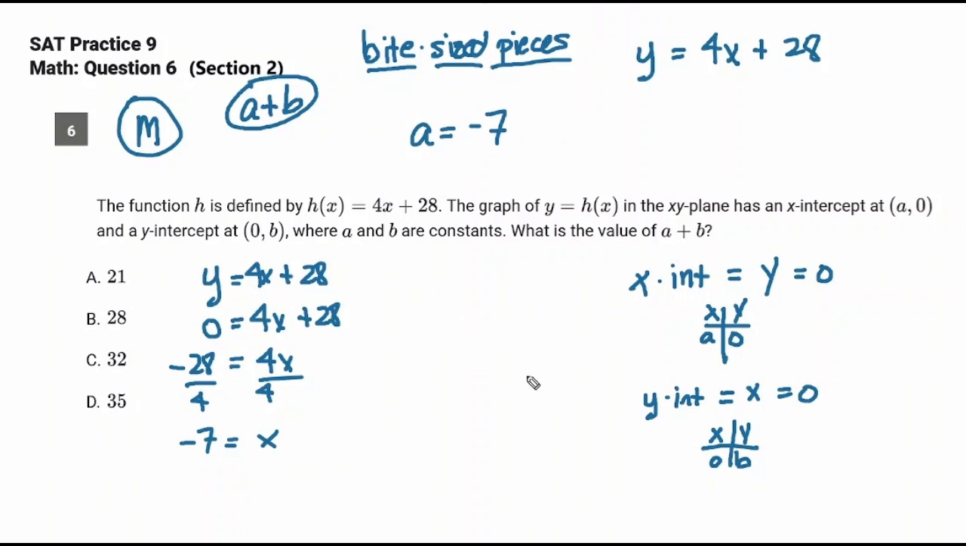The second part's way easier. You're going to make x equals 0 this time. So y equals, well, it's just 4 times 0, which is 0, plus 28. So y is 28. All right, y is 28. What else is y? Y is b. So b is 28. So all you got to do is add negative 7 and 28. Do it on your calculator if you want. It's 21. And so the answer is A.